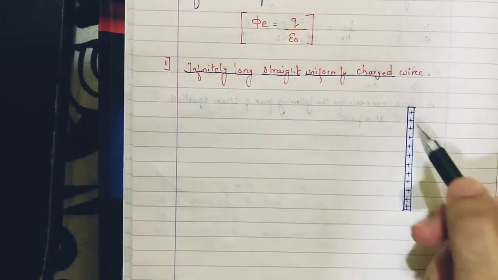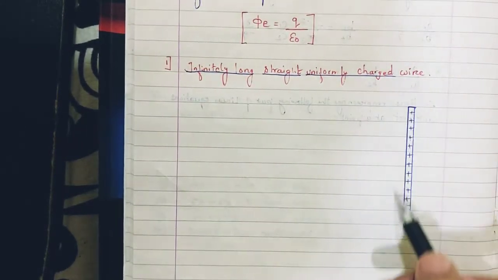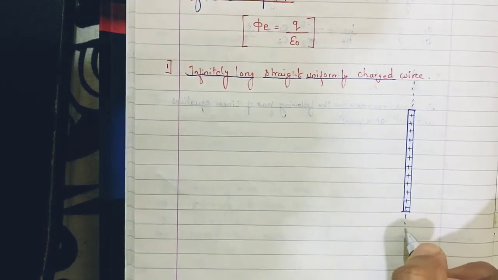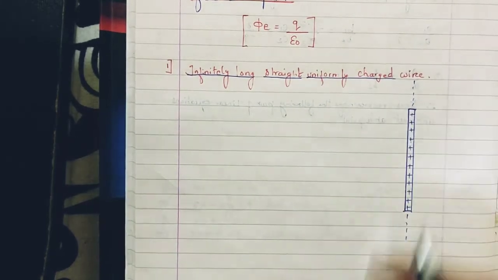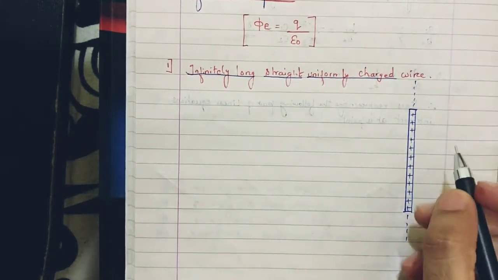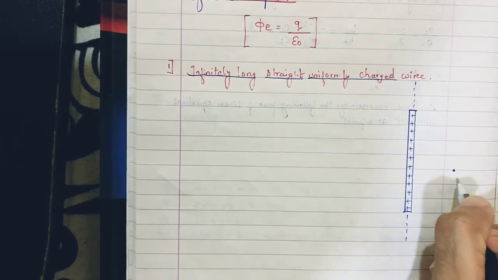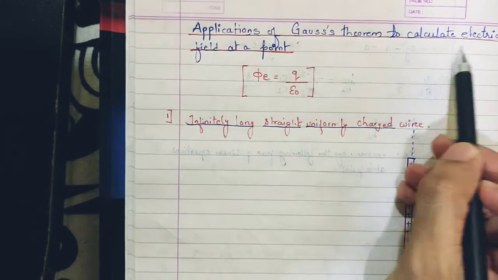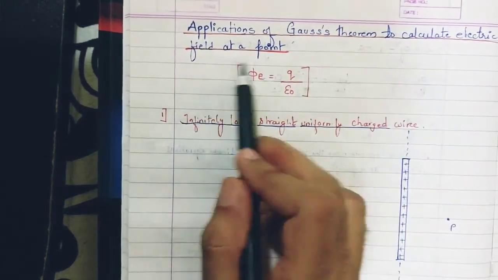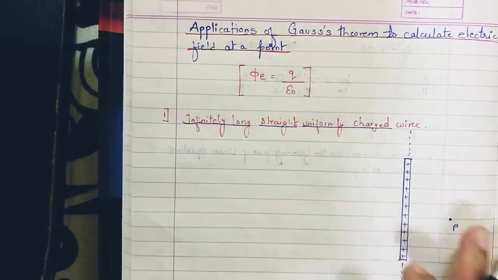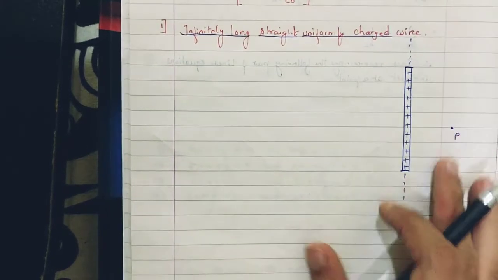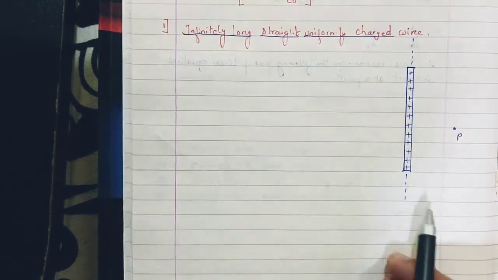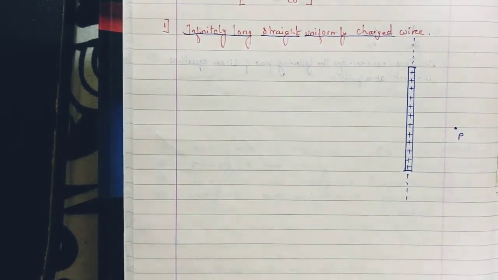Let us consider this is an infinitely long, straight, uniformly charged wire. This is infinite, it will go on and on from both sides. I've just taken a part of it, and now I have a point P. This is my observation point at which I'm going to calculate the electric field for an infinitely long, straight, uniformly charged wire. So let's consider this is point P, which is my observation point at which I'm going to find out the electric field.